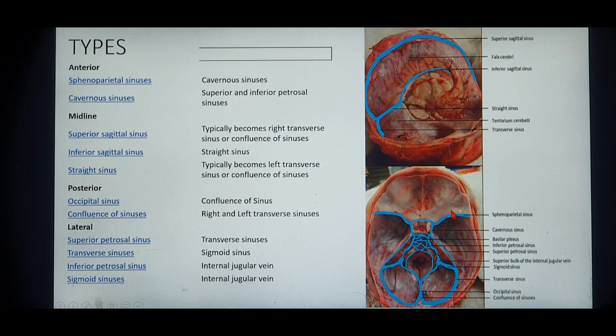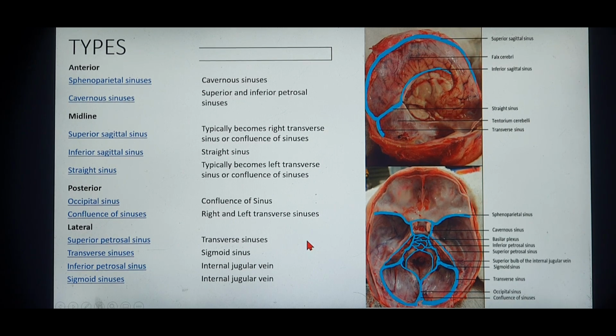If you refer to this diagram over here, we can see the anterior group consists of the Sphenoparietal Sinus and the cavernous sinus. The midline consists of the inferior and the superior Sagittal Sinus, the straight sinus, and these three. The posterior one, though in midline, is the Occipital Sinus and the confluence of the sinuses. The lateral ones include the Transverse Sinus, the Sigmoid Sinus, and the superior and the inferior Petrosal Sinus.